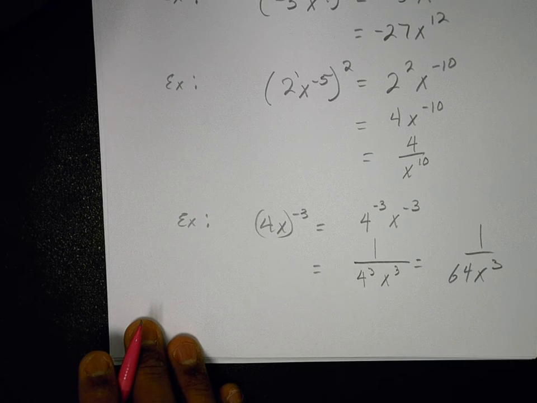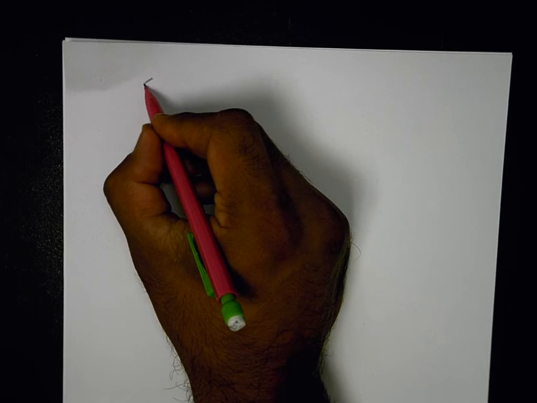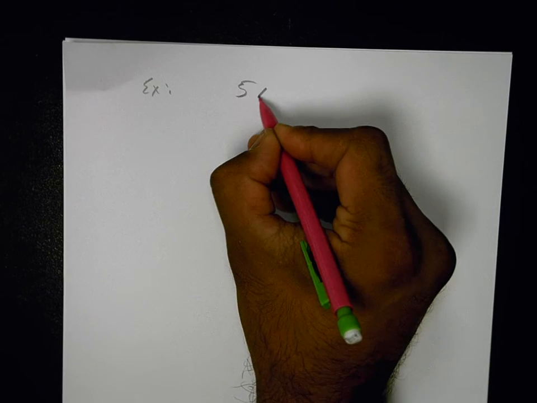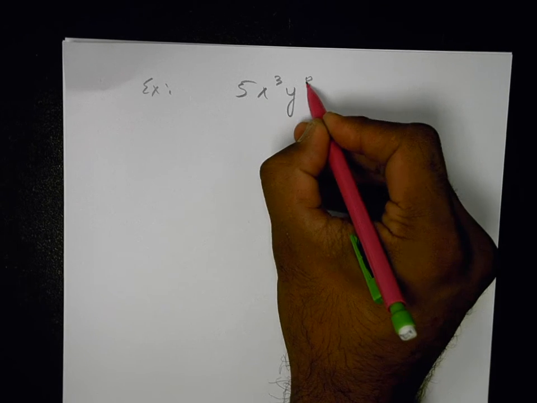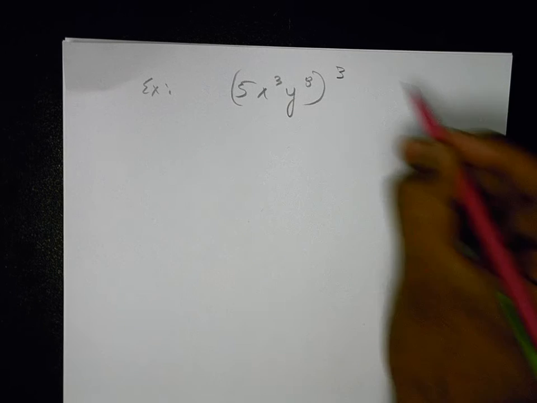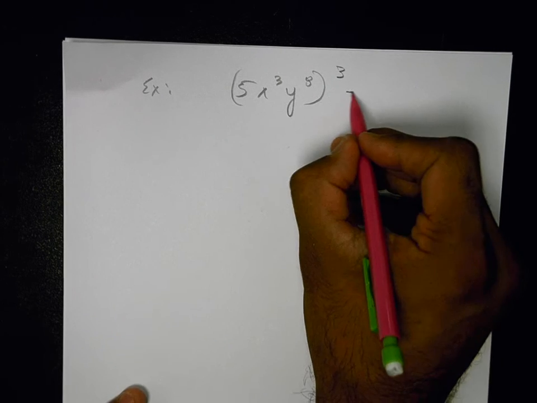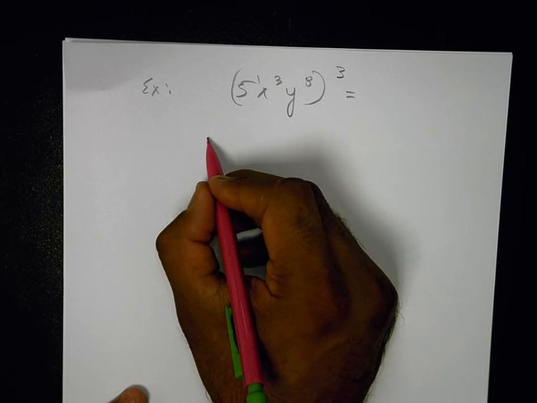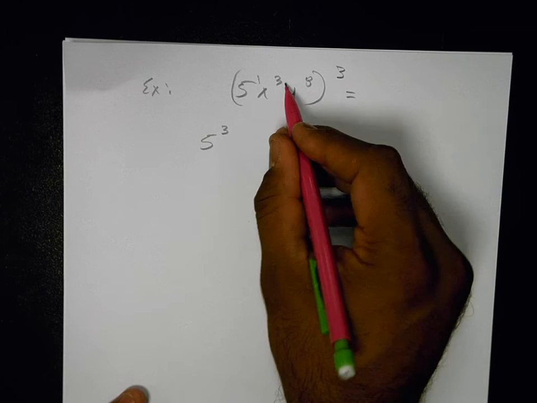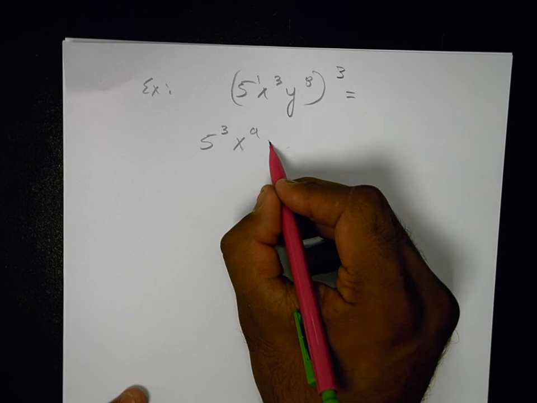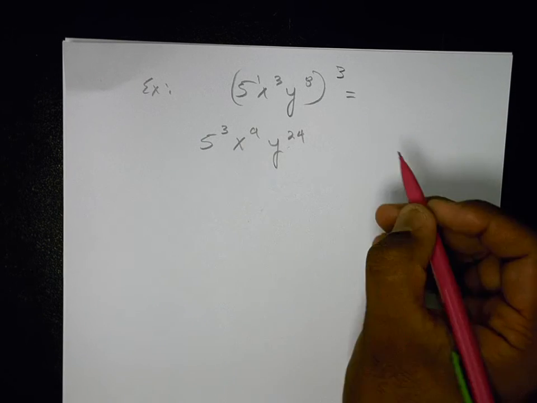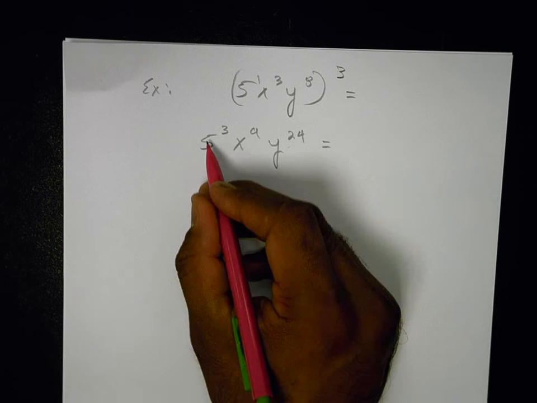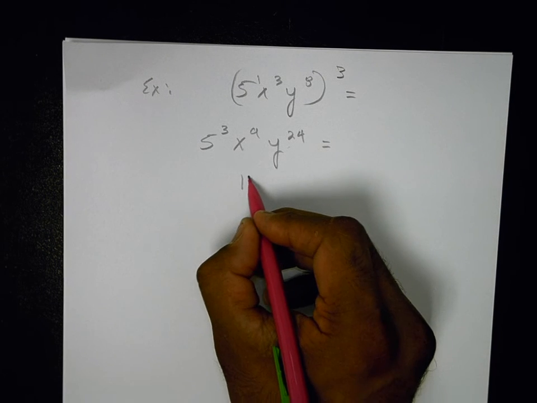One last example. 5x to the 3rd, y to the 8th, all raised to the 3rd. There's a 1 right there, so think of this as 5 to the 3rd, x to the 9th, y to the 24th. And I can multiply this one out. That's 5 times 5 times 5.